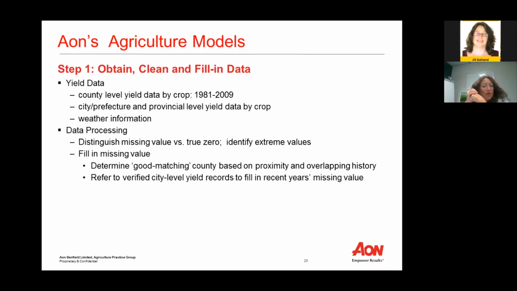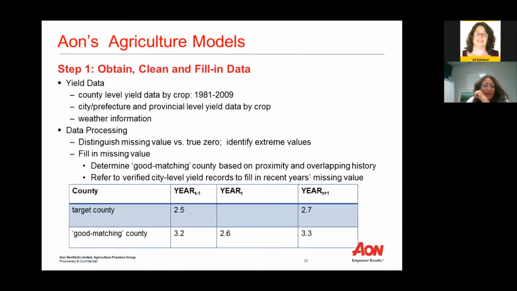There's missing data quite often. All sorts of stuff happen, and if you've got missing data, you've got to try and fill it in. One way of filling it in, this is one way we used, is if there's some missing data for one county, then we find other counties that are close by, and we find ones that are the best match. If the yield was down in our county that we have data for, was the yield down in the other county?